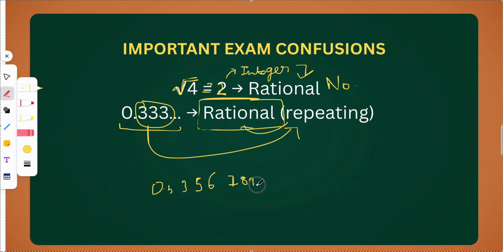If the number had been 0.3356789 and so on, then you can see the number is not ending and the values are also not repeating, therefore the number will be an irrational number. Got it? I hope the confusions are very well clear to you now.